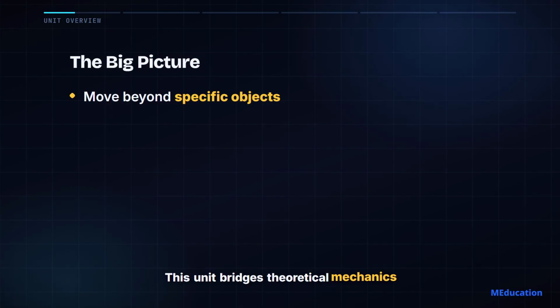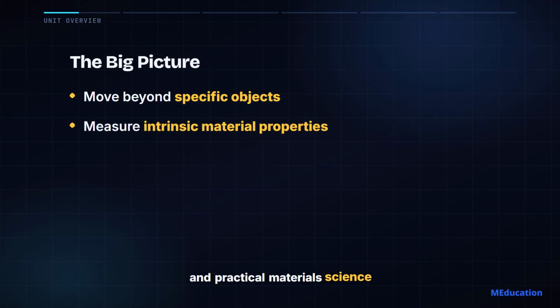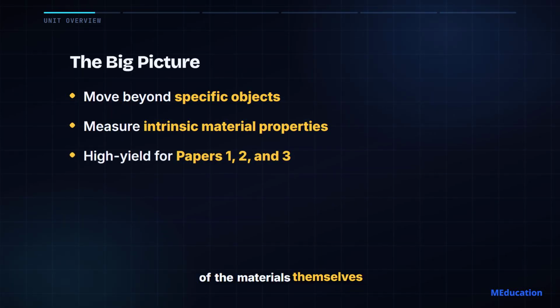This unit bridges theoretical mechanics and practical materials science. We are moving beyond specific objects, like a single spring with its own spring constant, to measure the intrinsic properties of the materials themselves. This is a high-yield topic across all your Cambridge exams.